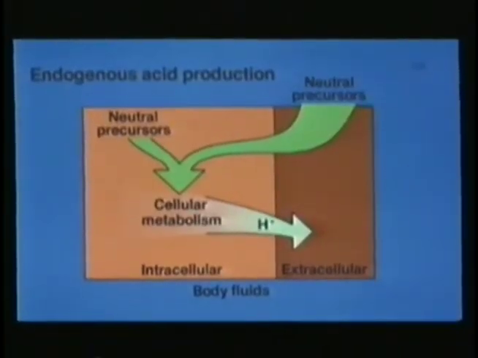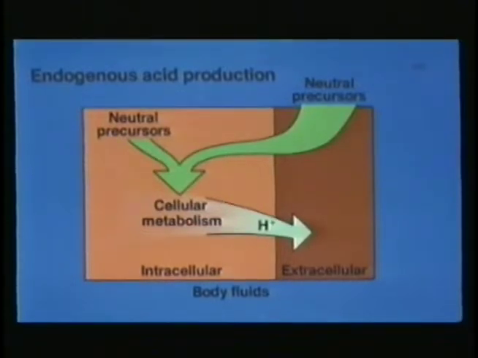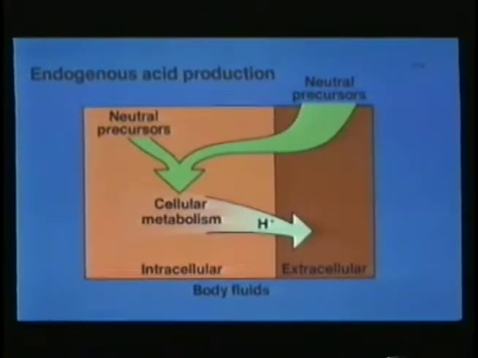Slide 13. What determines hydrogen ion input? Hydrogen ions are normally introduced into body fluids by the process of endogenous acid production. By this process, neutral precursor substances are broken down by cellular metabolism to a variety of strong acids. In contrast to sodium and other electrolytes that gain access to body fluids directly as a result of ingestion, preformed acids are only rarely present in the diet.